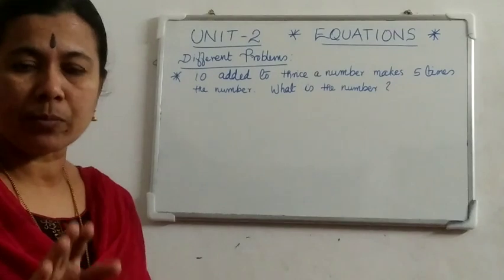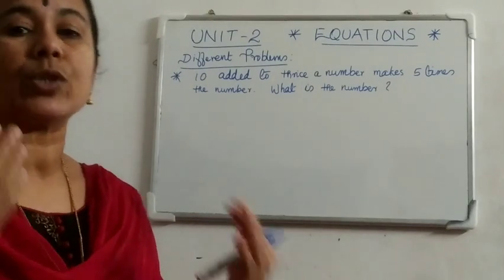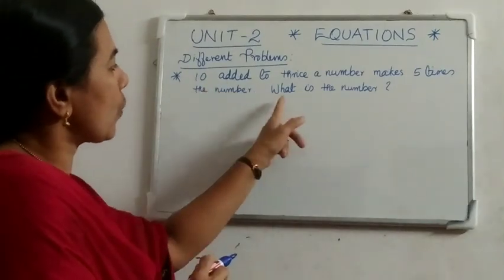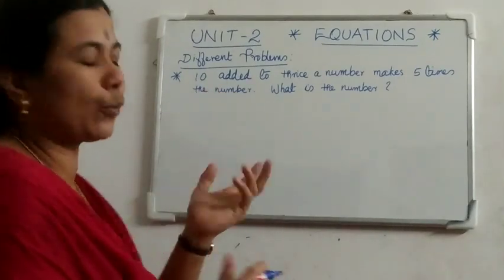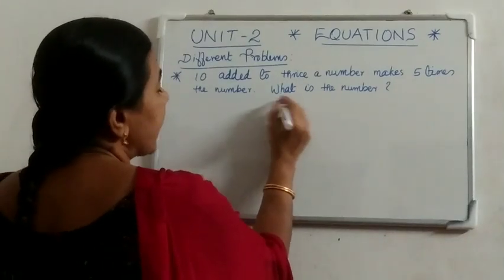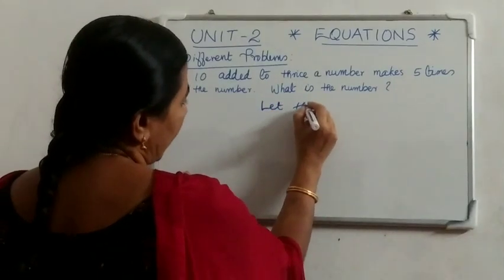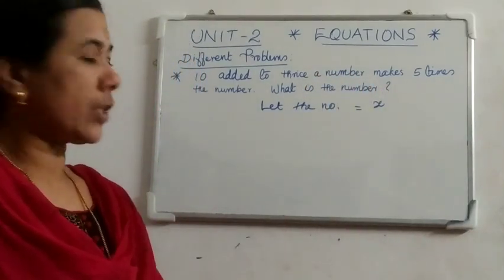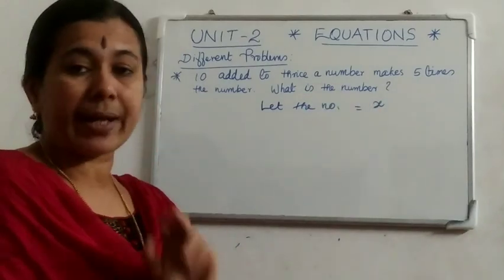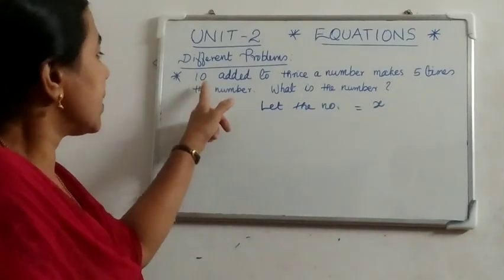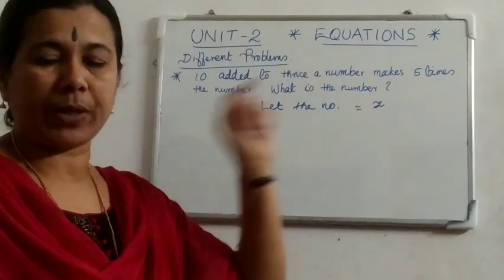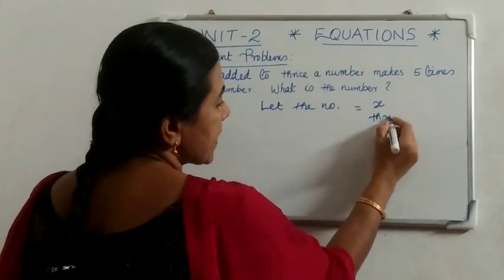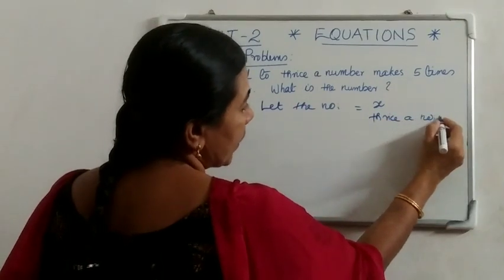In all the previous problems, to find the number, we take that number as x, variable x. Similarly, in this problem also, what is the number? We want to find the number. Therefore, take the number as x. Let the number be equal to x. And what things we want to do with this number x? Study the problem. 10 added to thrice a number. What is thrice a number? Number is x. Thrice a number is equal to 3x.